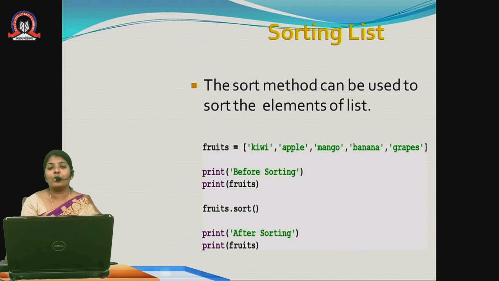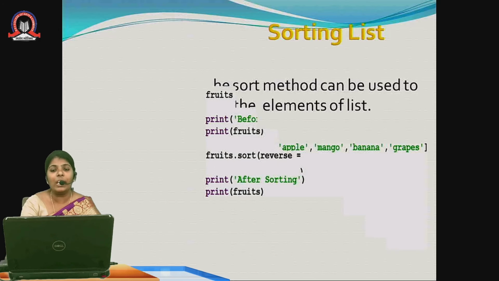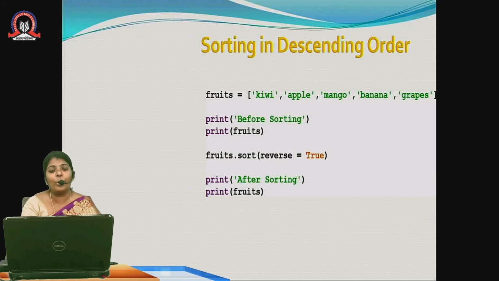Now sorting a list. Already I have said sorting means ascending order, that is small to big. In the sorting list, fruits equal to kiwi, apple, mango, banana, grapes. I have given some fruit names, and now I am going to sort based on the length. See the output: kiwi, apple, mango, banana, grapes. It is sorted based on the length of the word, the number of characters.